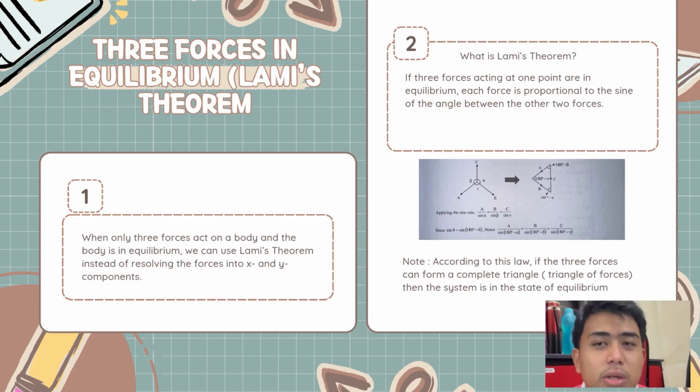So what is Lami's theorem? Lami's theorem states that if three forces acting at one point are in equilibrium, each force is proportional to the sine of the angle between the other forces. Another important point is that the three forces must form a complete triangle, which is called the triangle of forces. If they can form a closed triangle, it means the resultant force is 0 and the body is in equilibrium, or is not moving.